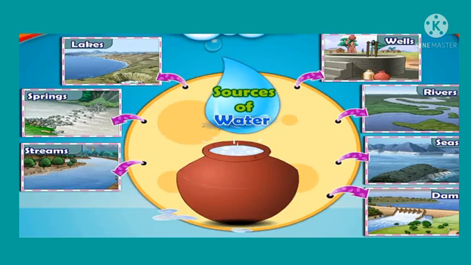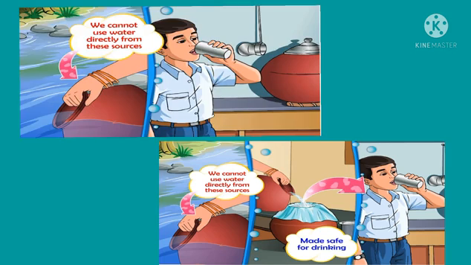Now students, we will see water supply for a human settlement. Lakes, rivers, and reservoirs are our sources of water. They are often at long distances from our houses. It is difficult to collect water from such distant places. We cannot use water directly from these sources. So, water should be made safe for drinking.